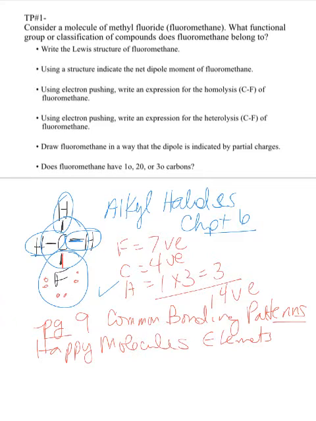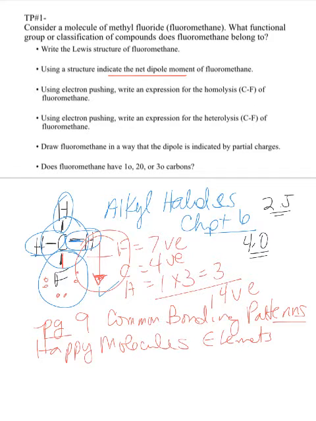Another review would be electronegativity. Basically, fluorine has an electronegativity of about 4.0, and carbon has about 2.5. This electronegativity difference causes the electrons to push towards fluorine, and that creates a dipole moment. It says using a structure indicate the net dipole moment. As you can see, I drew this net dipole moment here.